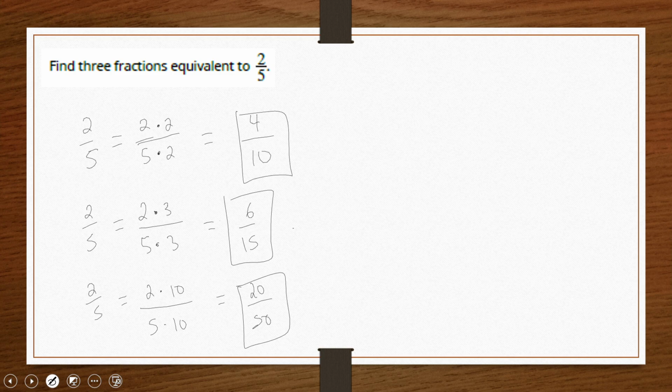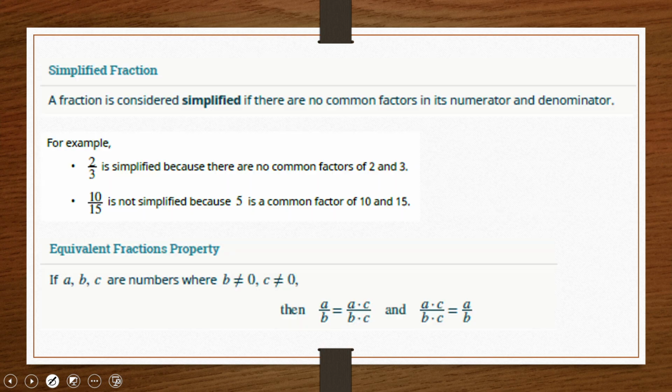And what I mentioned at the top here was that we use these equivalent fractions to actually reduce our terms, right? So what does it mean to simplify a fraction? Well, let's take a look at our examples for that. To simplify a fraction, we have to claim that there are no longer any common factors in the numerator and denominator. So my two examples here are 2/3 and 10/15. We would say that 2/3 is simplified because there are no common factors for 2 and 3. But 10/15 is not simplified because I could come up with a common factor between the two.